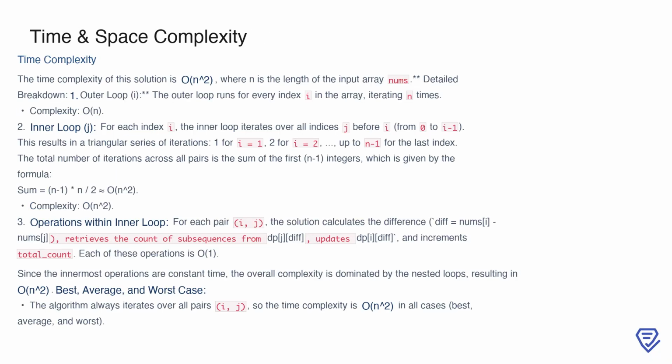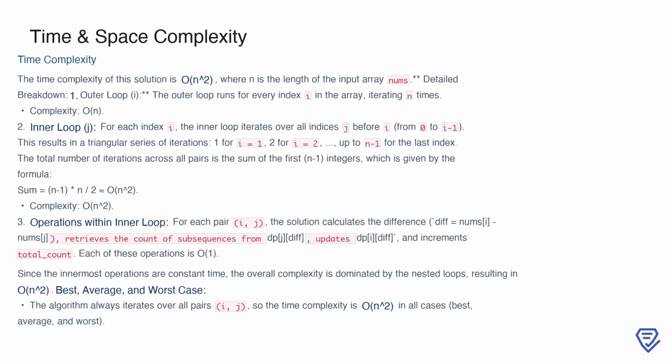The time complexity of the solution is O(n squared), where n represents the length of the input array, nums. To break this down, the outer loop iterates through each index i in the array, which accounts for n. For each of these iterations, there is an inner loop that processes all indices j before i, effectively creating a triangular series of iterations. The number of total iterations across all pairs (i, j) sums up to the first n-1 integers, which can be calculated using the formula (n-1)n/2, simplifying to O(n squared).